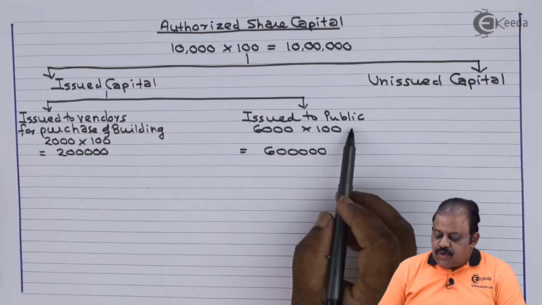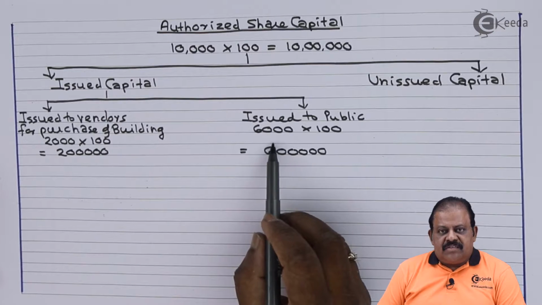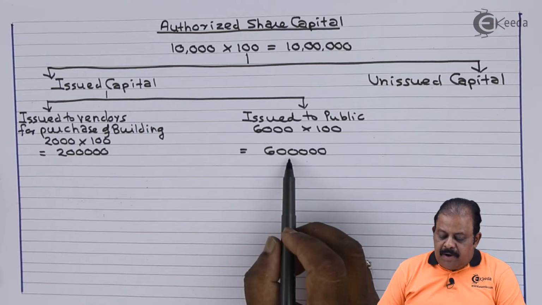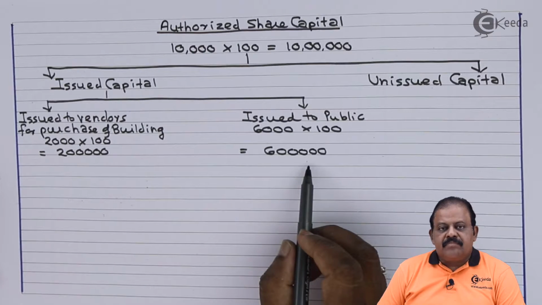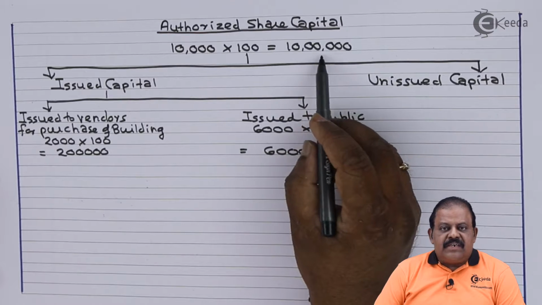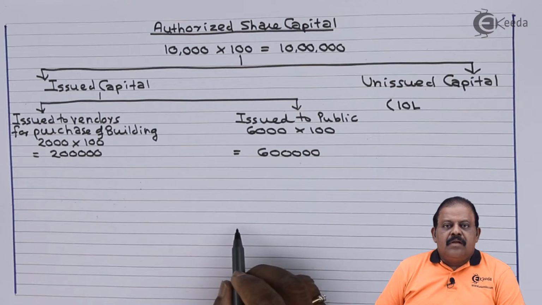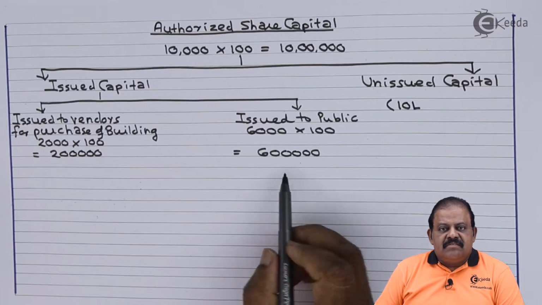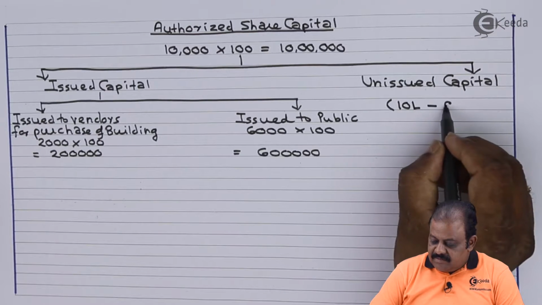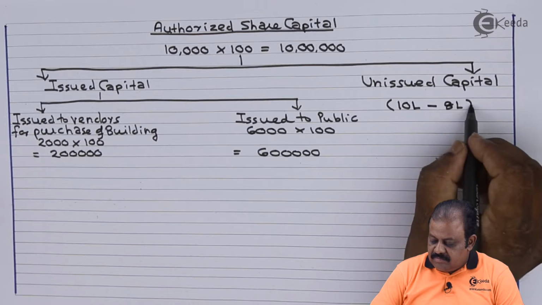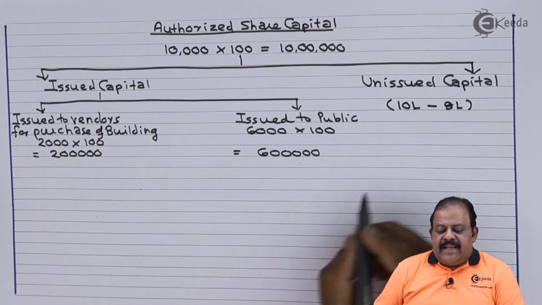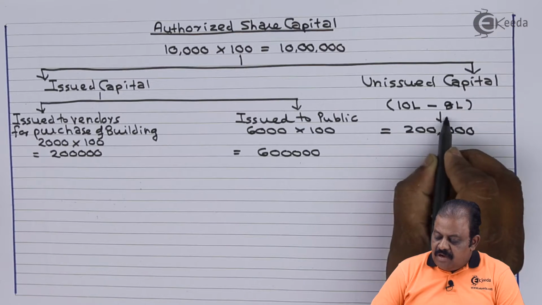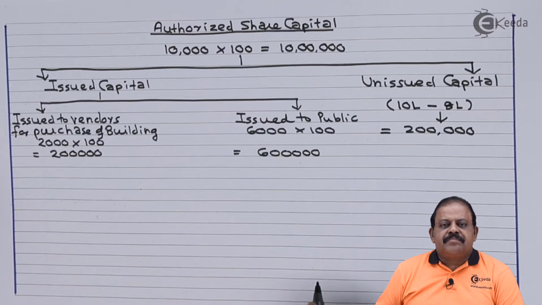The company has also issued to public 6,000 shares of 100 each, 6 lakhs. This will also be part of issued capital. Out of total 10 lakh, the company has issued 2 lakh plus 6 lakhs, that is 8 lakhs. 10 lakh minus 8 lakhs, 2 lakhs. This is the amount of unissued capital.